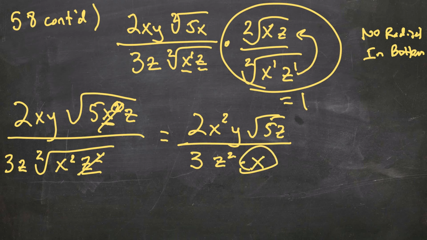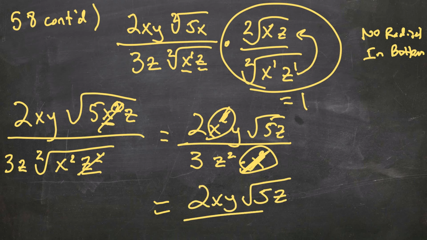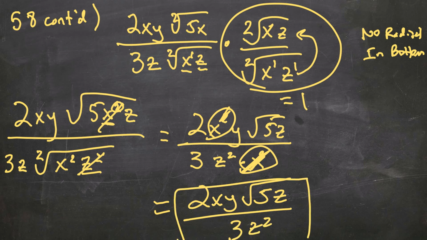Last thing, I have an x on bottom, I have an x on top, so one of those cancel to make that go away. So your final answer is 2xy radical 5z all over 3z squared. And that's it. A little bit complicated, but we got through it. It's going to get easier now.